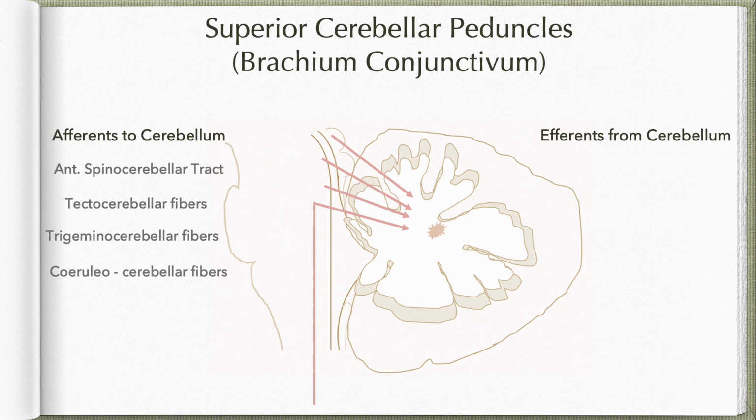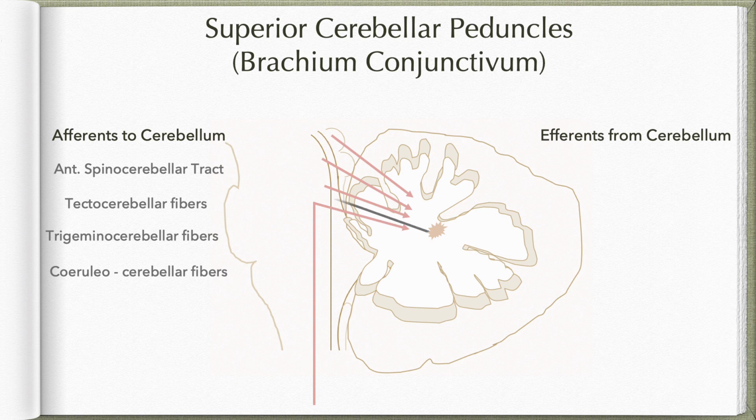Now coming to the efferent fibers from the cerebellum, which are traveling in the superior cerebellar peduncle. In fact, the bulk of the efferent fibers from the cerebellum will be traveling within the superior cerebellar peduncles. They are classified as uncrossed fibers and crossed fibers. Each group is further divided into ascending fibers and descending fibers.